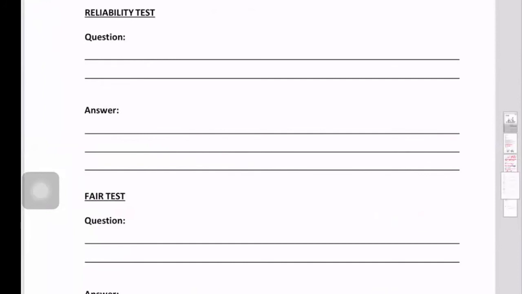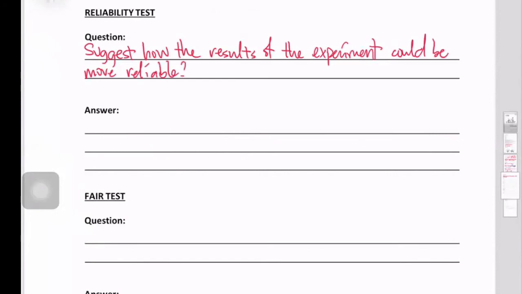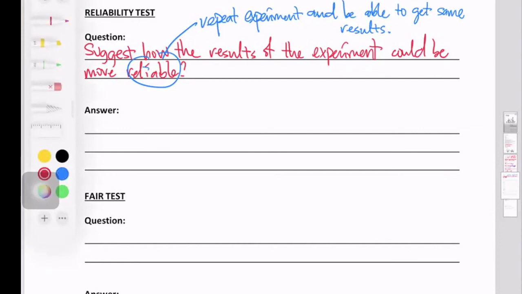The next page, the reliability test. The reliability test would have been to suggest how the results of the experiment could be more reliable. So remember, reliable means that you need to repeat the experiment and get the same results. So in terms of the answer, it will be to repeat.